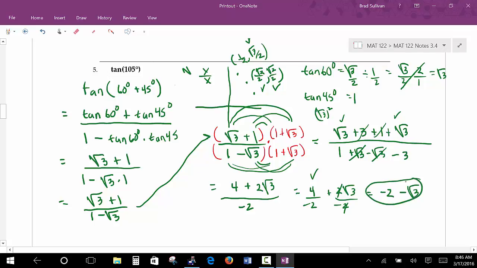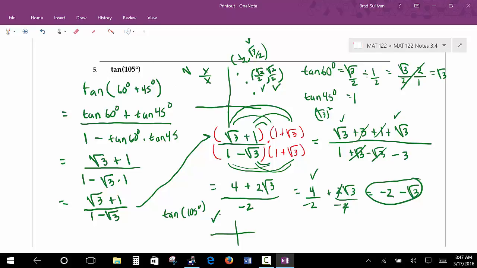One other thing I want to mention on this problem: when you're getting answers, you always want to take the attitude, I got an answer, does it make sense? What quadrant is 105 degrees in? It's in quadrant 2. Is the tangent positive or negative in quadrant 2? Negative. Did I get a negative answer? I sure did.